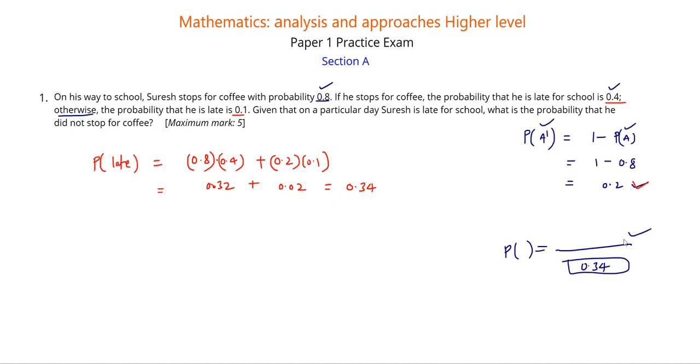So what will be in the numerator then? Out of all these cases, one case or combination of cases will go to the numerator depending on what is being asked. In this question, it's clearly given that on a particular day, Suresh is late for school. What is the probability that he did not stop for coffee? They want this part to be true for that particular day. He is late, but he did not stop for coffee. So this part should go to the numerator, 0.02. Therefore, this part is needed.